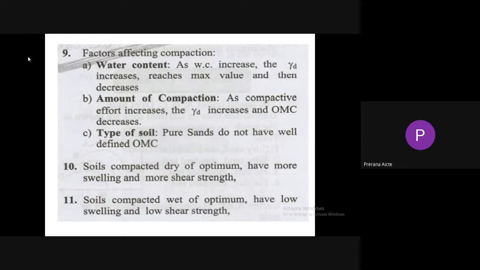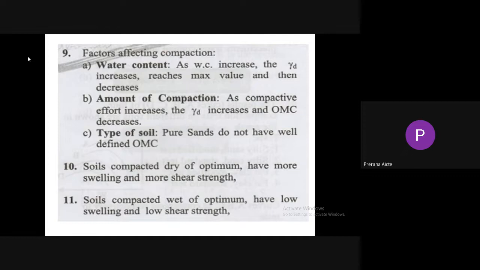That's why relative density is used for pure sands. In order to indicate the looseness or denseness of sands, we should not use the compaction curve. We need to use the relative density. I_D equals (e max minus e) divided by (e max minus e min), times 100. So relative density is used to indicate the denseness of the soil mass of pure sands. Optimum moisture content is used to indicate the density of clayey soils.